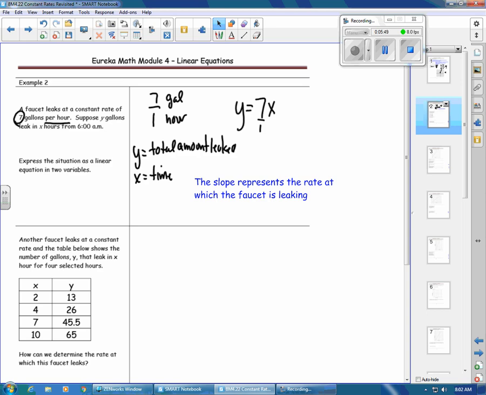Oh, golly. Hang on a second here. They flipped. No, they didn't. Okay, I'm just looking at it weird. Sorry. So this is our time, and this is the number of gallons.